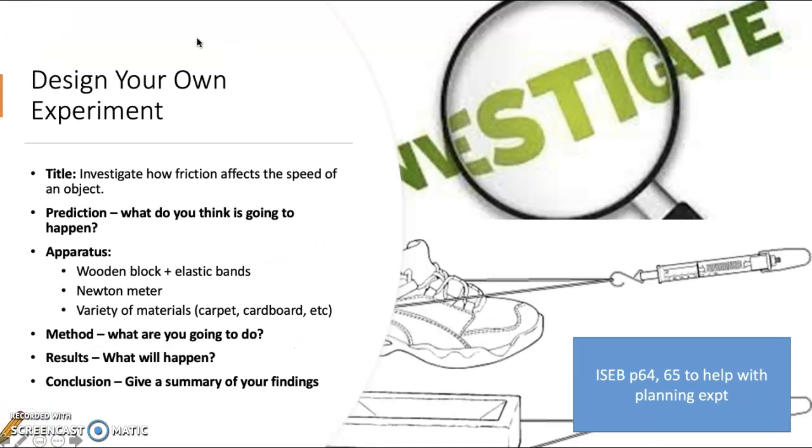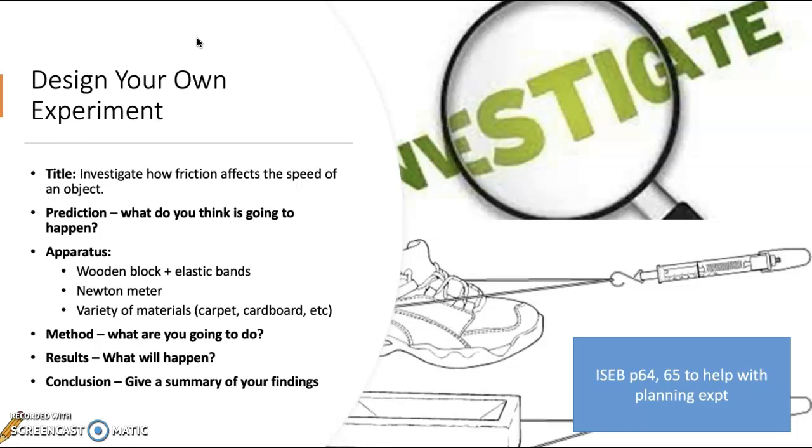For the next part of the lesson, now that you've just understood what friction is, you are going to design your own experiment to investigate how friction affects the speed of an object. Now, you need to set out your experimental design in the same way that we've always set out our experiments. So, starting with a title, then a prediction, mentioning the apparatus that we're going to be using, the method of how your experiment's going to work and what you're going to do, the results, so what occurred, what happened, and then a conclusion which gives me or you also a summary of your findings.